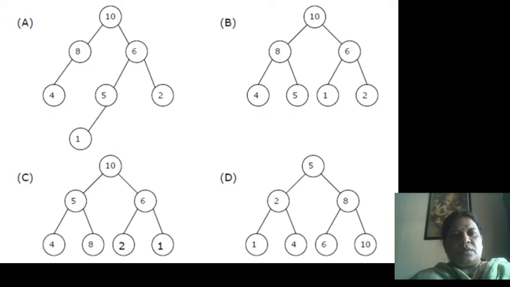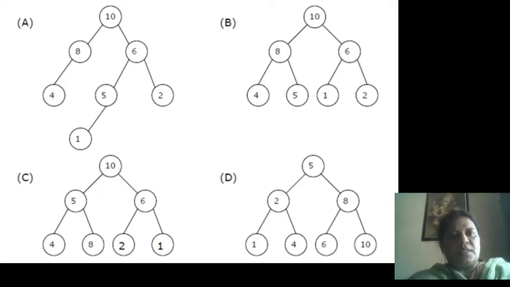You can see the picture on the screen, which contains four different trees. Among these, we'll understand which can be called a heap. We can see four different trees. For a tree to be called a heap, it needs to fulfill two properties. One is called the structural requirement, or the structural property. The other one is called the parental dominance property.